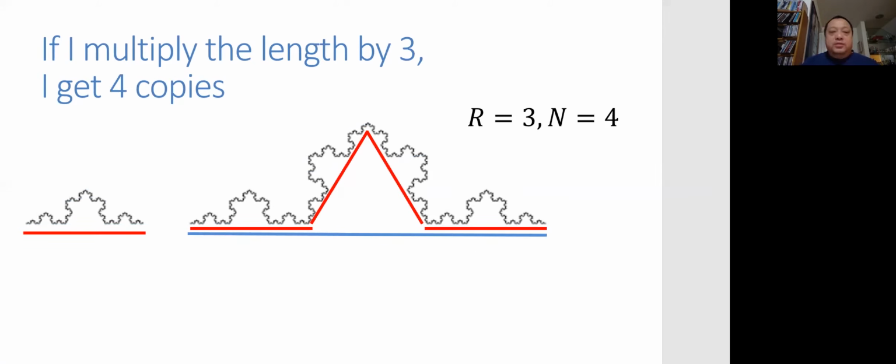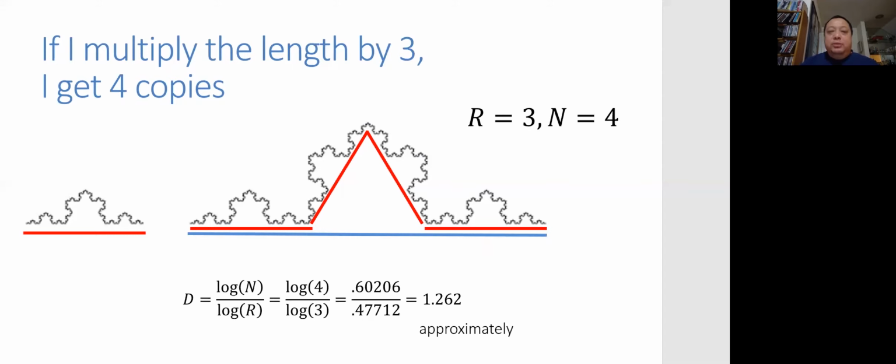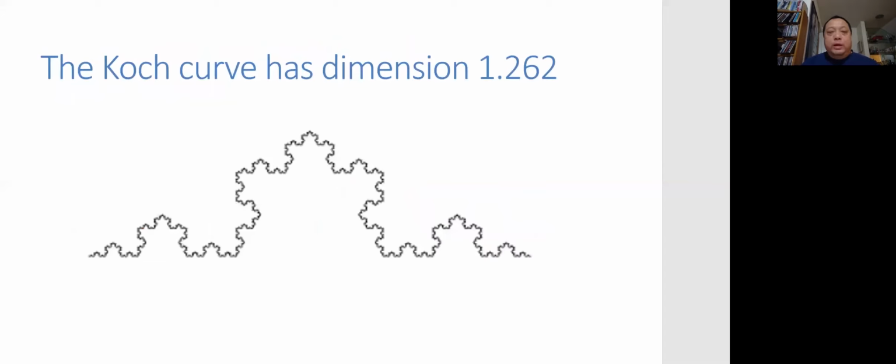So my R is 3, my N is 4, and I plug it into the D formula, D equals log 4 divided by log 3. I get my calculator, and I get approximately 1.262. So that means the Koch curve has dimension 1.262. It's a dimension with decimals.